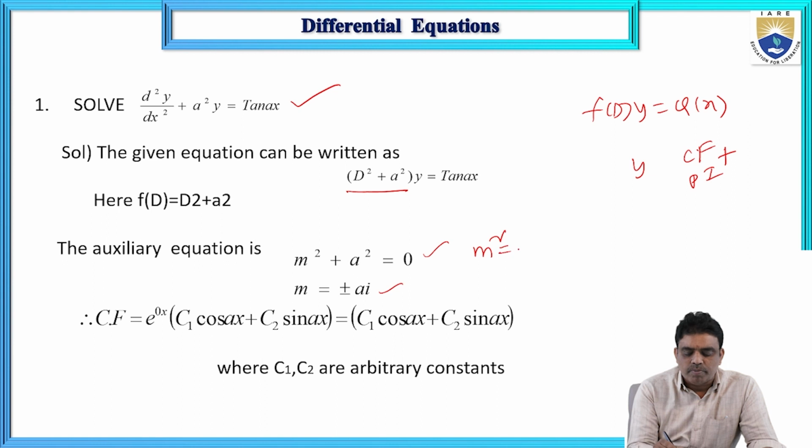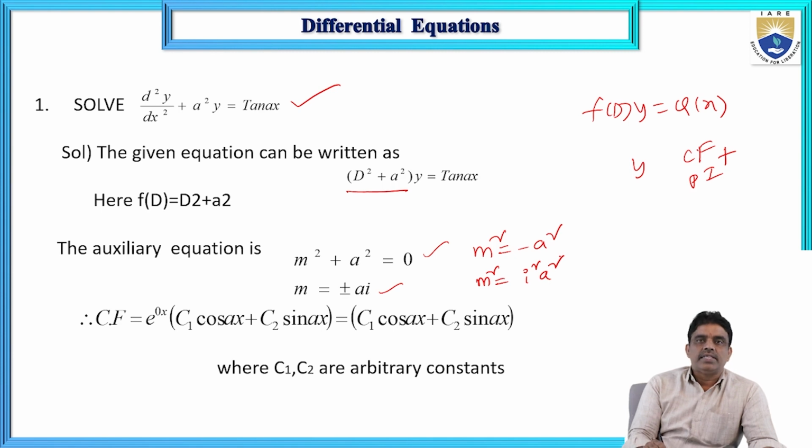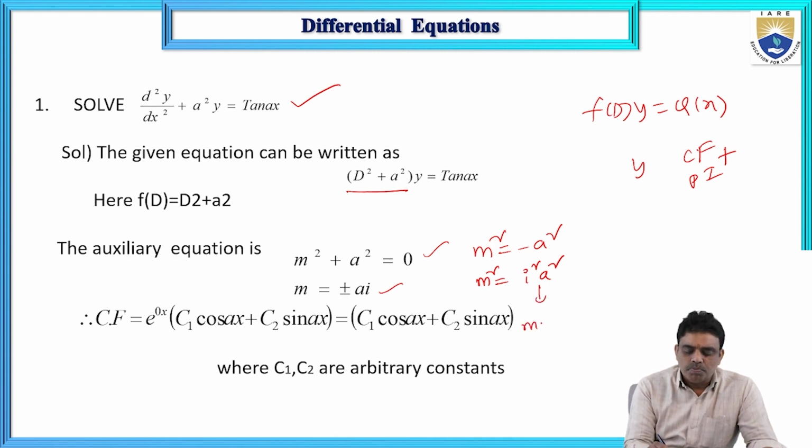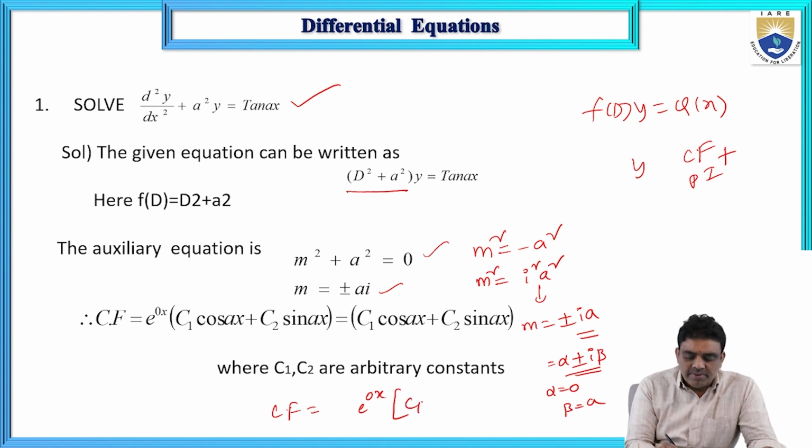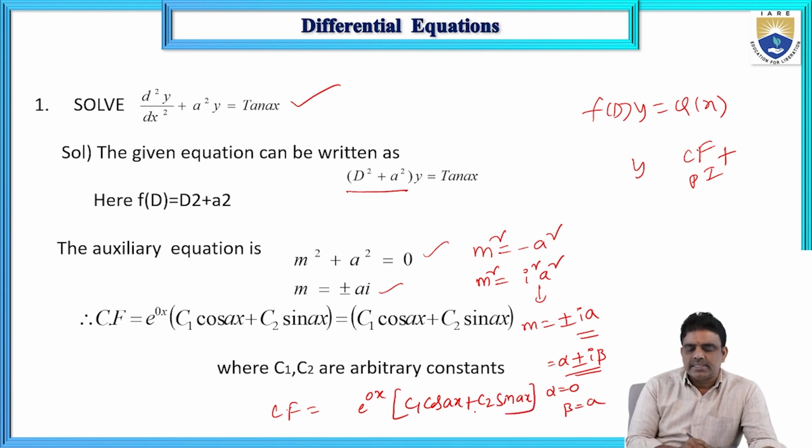So m² = -a², or m² = i²a², where i² = -1. So m = ±ia, and the roots are complex roots. The complementary function will be of the form e^(αx)(c1 cos βx + c2 sin βx), because the roots are of the form α ± iβ, where α = 0 and β = a. So the solution is e^(0x) of c1 cos ax + c2 sin ax.